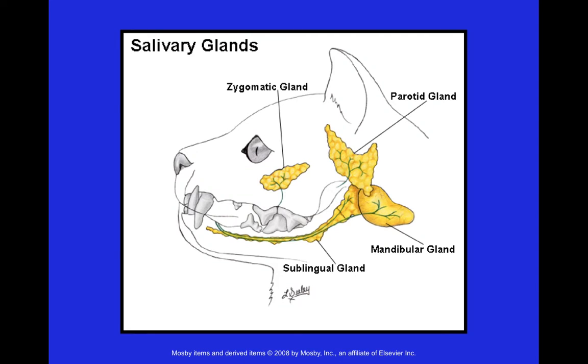So having a look at the next image, this is a good one to know. The cats have four specific glands, three of which are more or less connected towards the base of the skull. They have the zygomatic gland, the parotid gland, mandibular gland, and sublingual gland. A really important point is this mandibular gland right here. It's located at the very base of the mandible on either side, right where the mandible curves upward toward the ears.